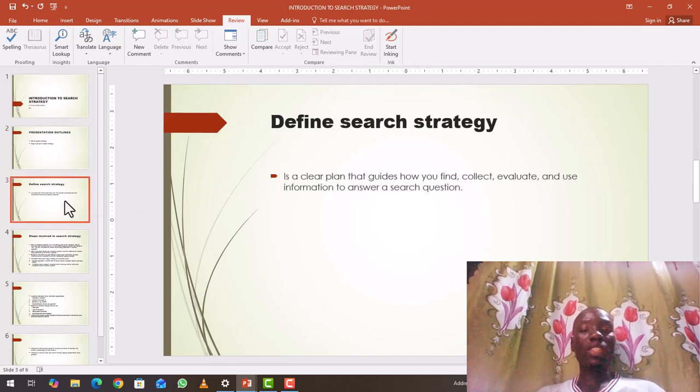If you're talking about search strategy, what does it mean? Someone talking about search strategy means a clear plan that guides how you find, collect, evaluate, and use information to answer a research question. So that is about search strategy. It is a guide: in case you want to do research about a certain topic, the procedure that you need to follow when making that research is what we call search strategy. So pay attention as we go.